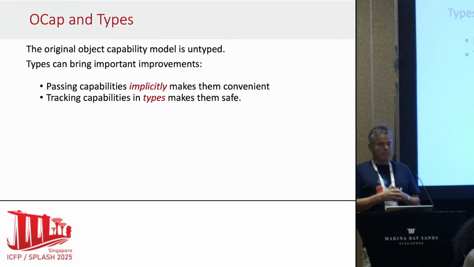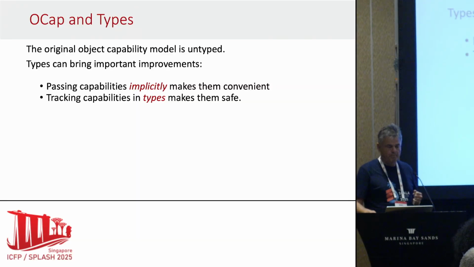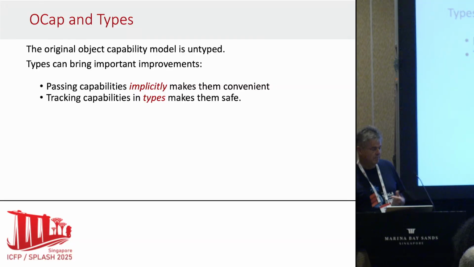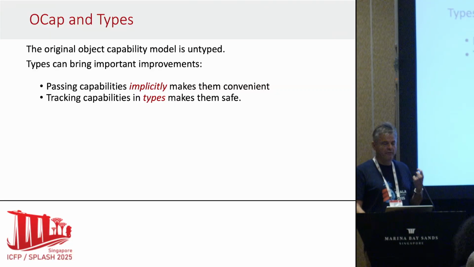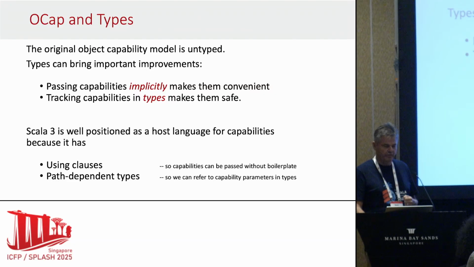So the original object capability model is untyped, and a lot of the work has been done in an untyped setting. In JavaScript, for instance, Joe-E was an important language for that. But I believe types can bring important improvements, namely, we can pass capabilities implicitly, we can generate them based on the type, and that makes them a lot more convenient, and we can track what capabilities we have in that type, and that makes them safer.